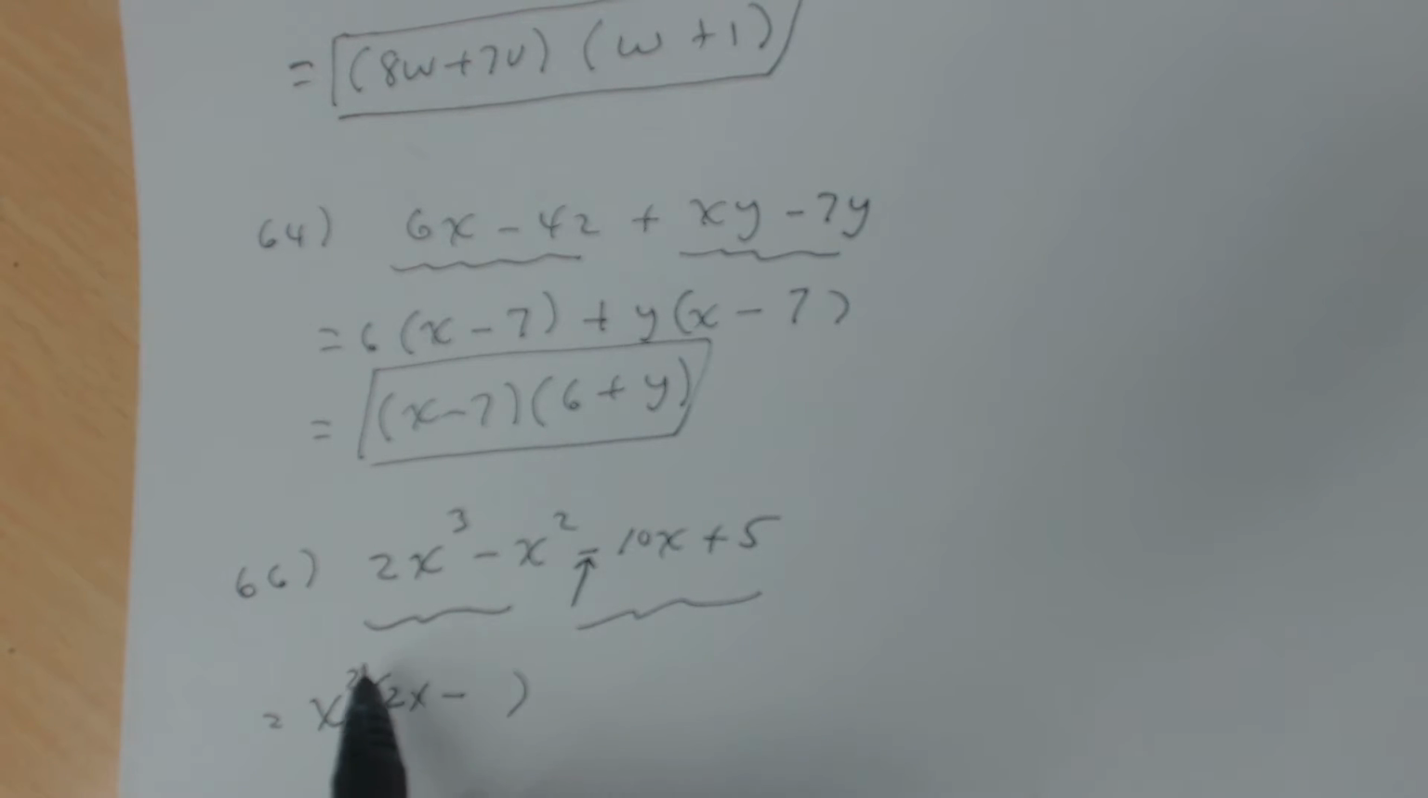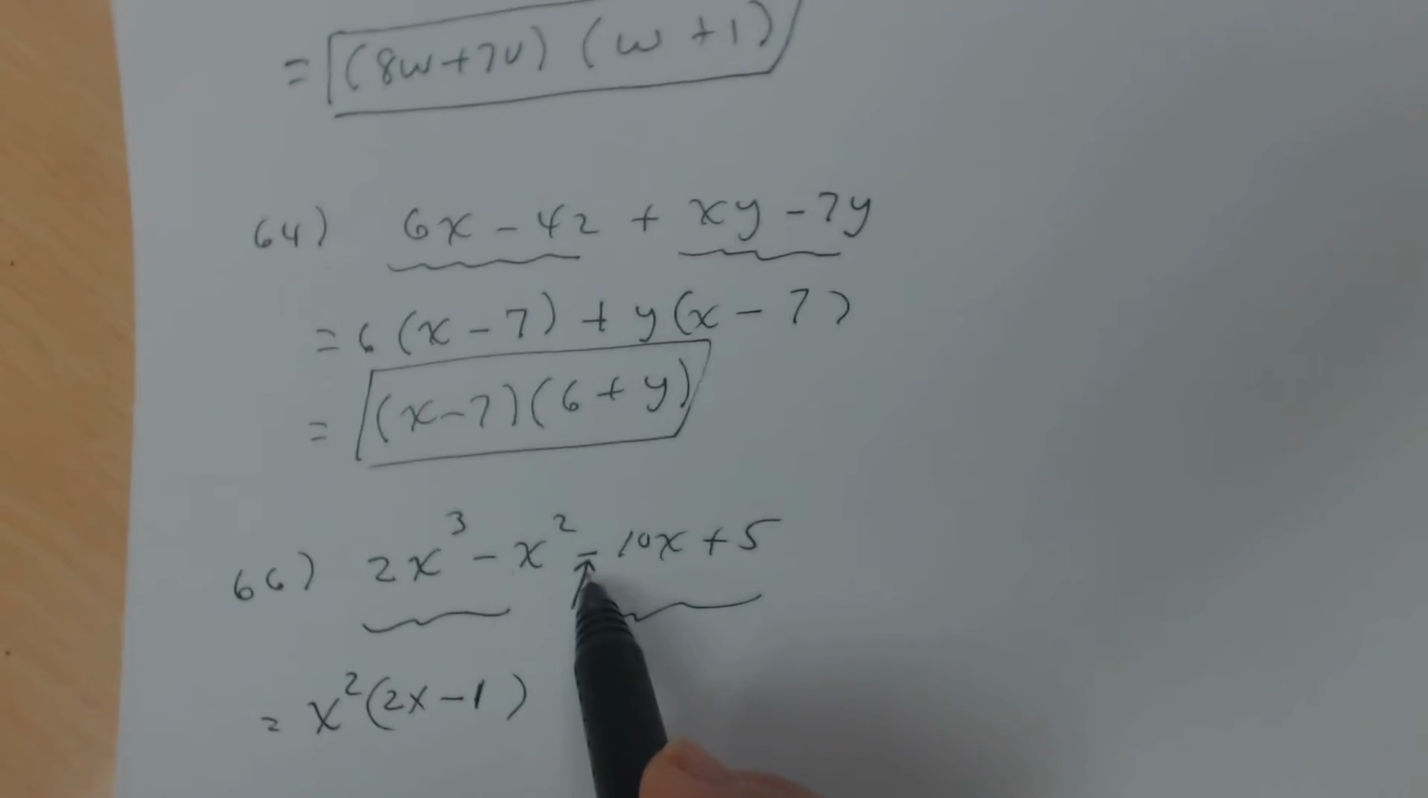Don't put a 0. X squared, if you put a 0, that's not correct, because x squared times 0 is 0. You don't want a 0, you want an x squared. So x squared times a 1 is an x squared. So x squared times a negative 1 is a negative x squared. All right, now let's talk about this.